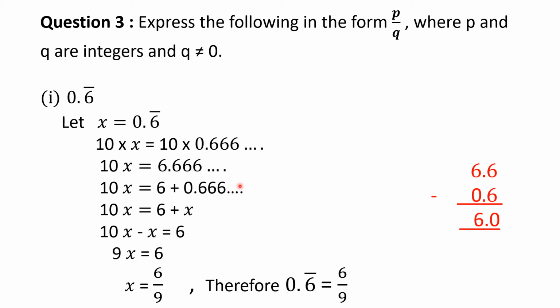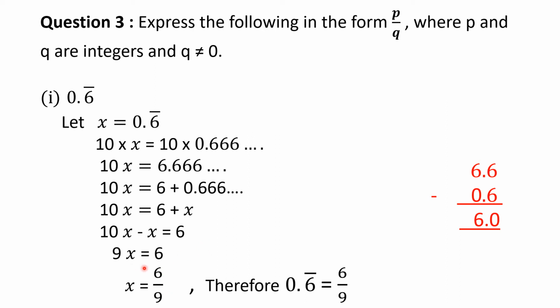Now instead of 0.666 etc., I can substitute x because it is x as given in the question, right? So 6 plus x in place of this. Now x wants to go to the other side because all the x should come together, right? So x, when it goes to the other side of the equal to, it becomes minus because here it was plus. So 10x minus x, 10 minus 1 is 9x, so the answer will also have x. Then 6 was already there, so 6 we wrote it down. Then x is equal to 6 by 9, right?